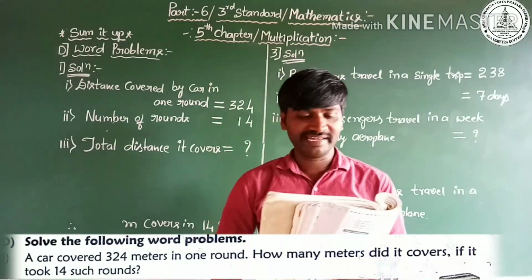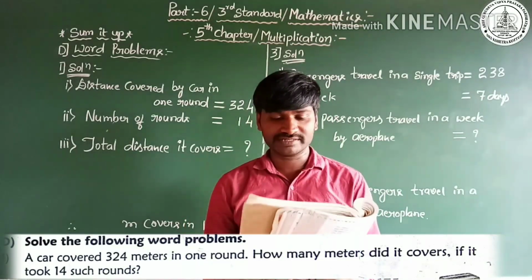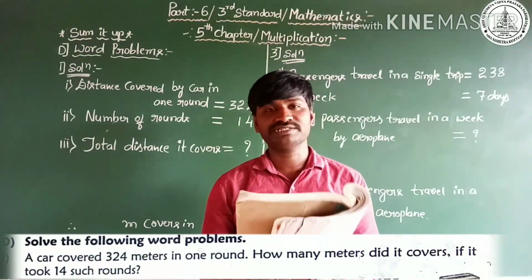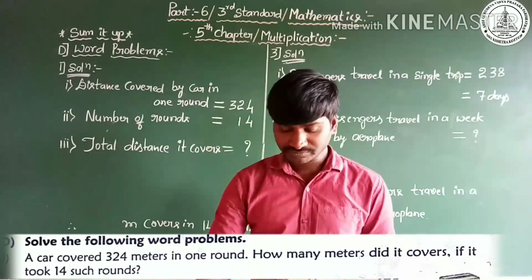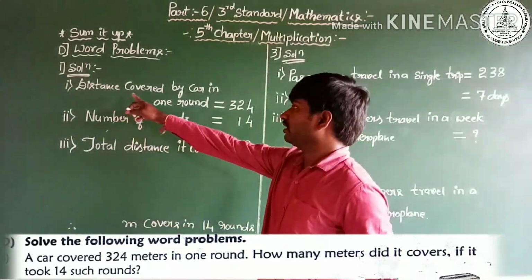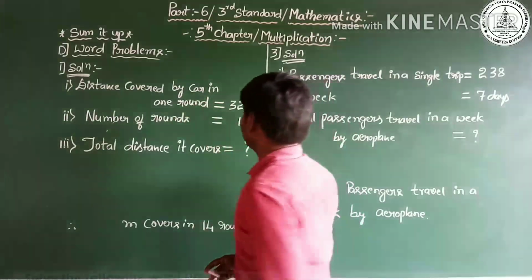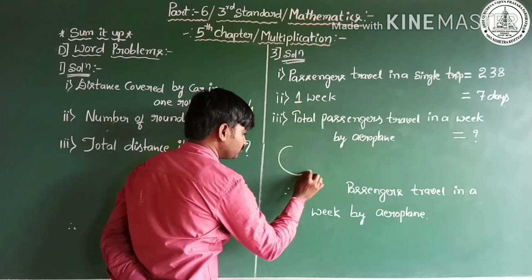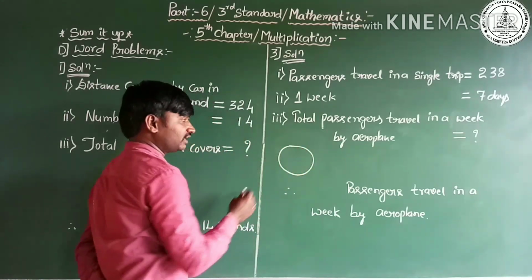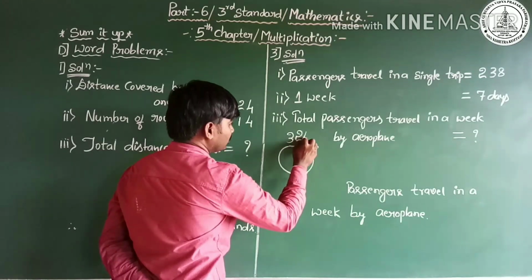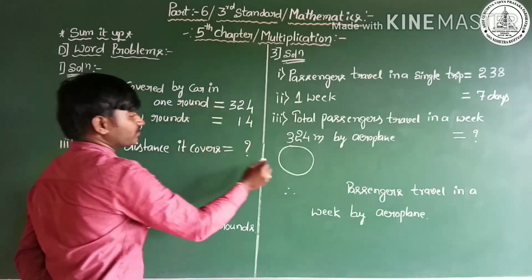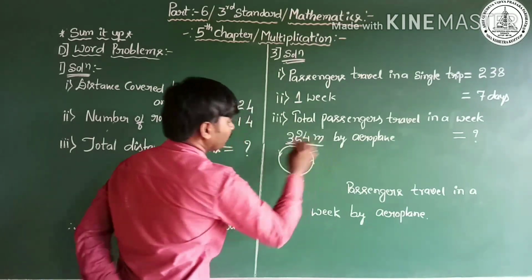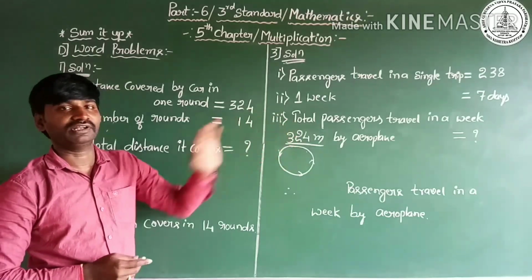The first question: a car covers 324 meters in one round. How many meters did it cover if it took 14 such rounds? Okay, dear student, the distance covered by the car in one round is 324 meters. You know, round means a circle. That circle consists of 324 meters. The car covers one round completely. How much distance is covered? 324 meters is covered in one round.